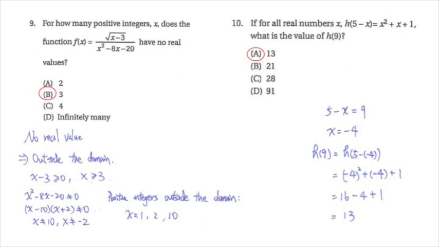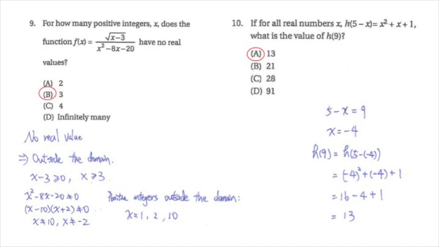Question 10, we're given h of 5 minus x equals x squared plus x plus 1, and we're asked to find out h of 9. So to find out h of 9, we need to know what value of x will make 5 minus x equals to 9. So 5 minus x equals to 9, x equals to negative 4.